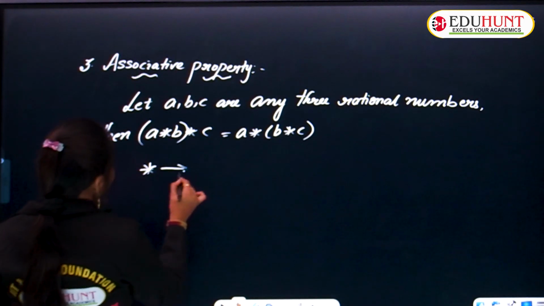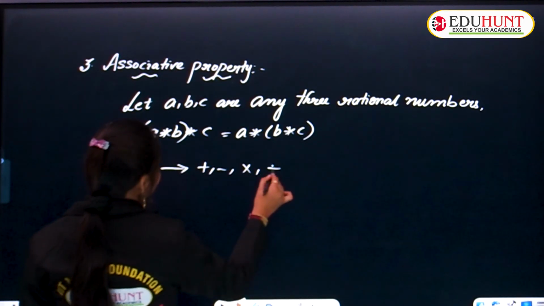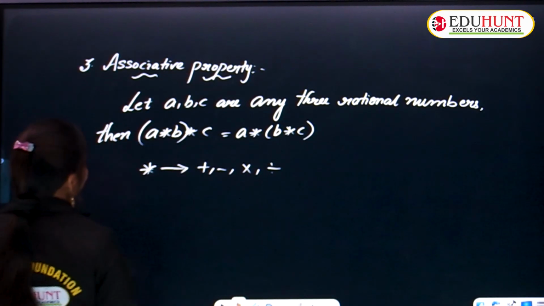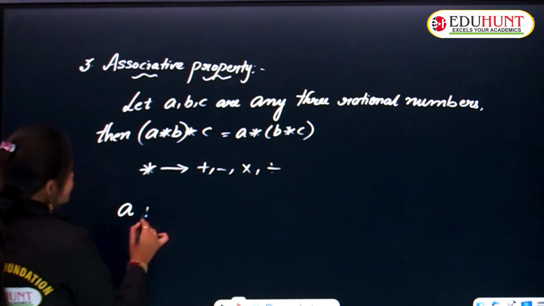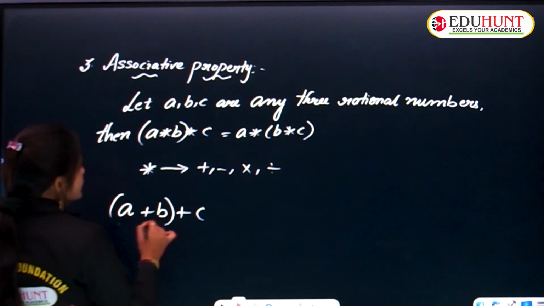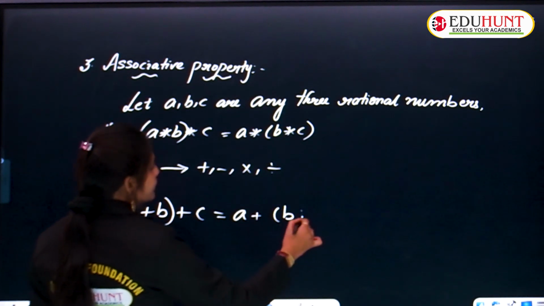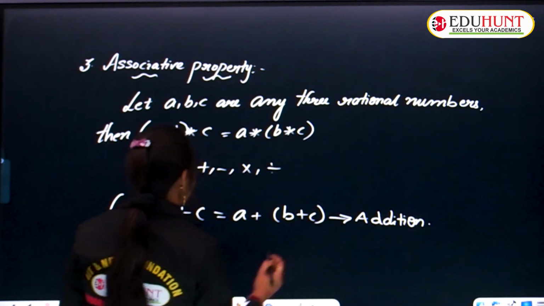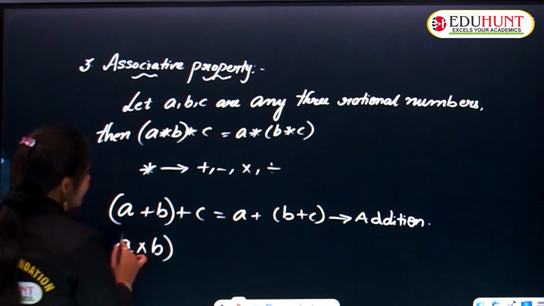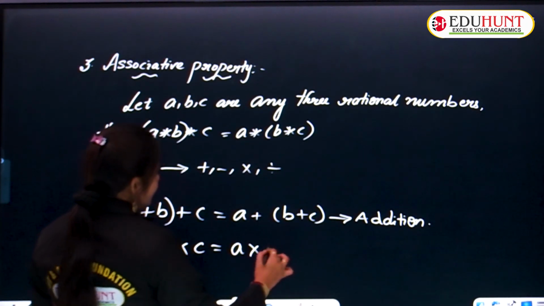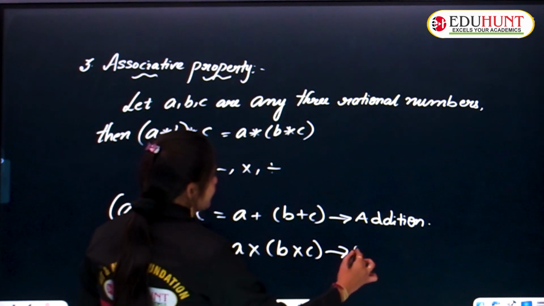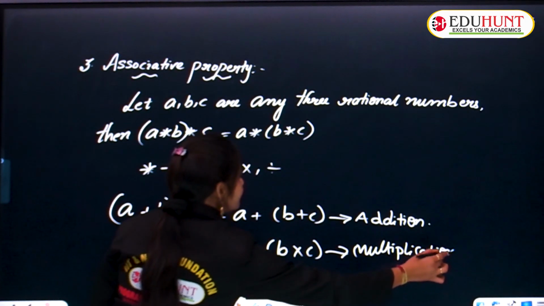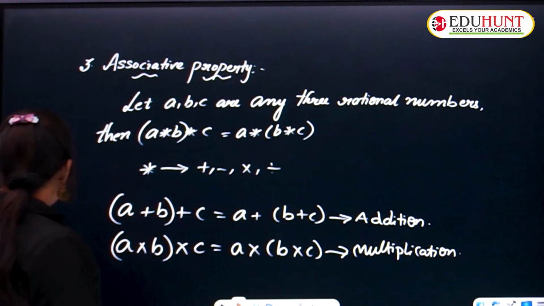Here star can be addition, subtraction, multiplication and division. And I told you in your material addition and multiplication are given, so related to that we will discuss. What is the condition related to addition? And what condition is there related to multiplication? (A into B) into C is equal to A into (B into C). This is multiplication. So just check whether it satisfies or not for addition and multiplication.